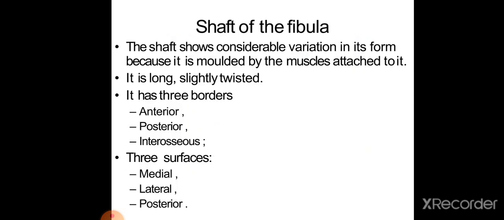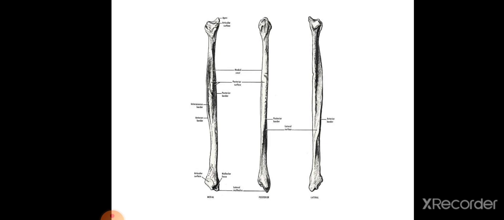Now the shaft has three borders and three surfaces. The borders are anterior, posterior and interosseous border, and the three surfaces are medial, lateral and posterior surface. The shaft shows very considerable variation in its form because it is molded by the muscles attached to it. So here we can see the medial, posterior and lateral surfaces respectively in the diagram.